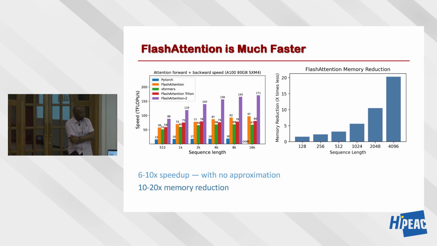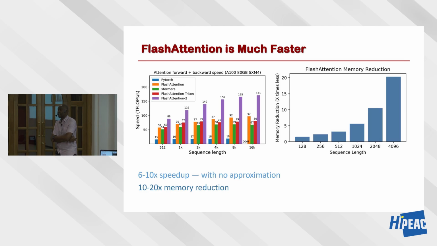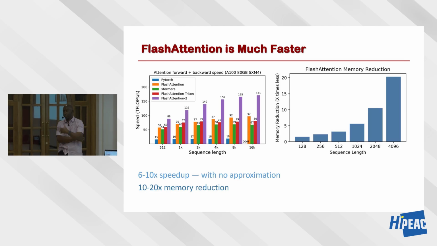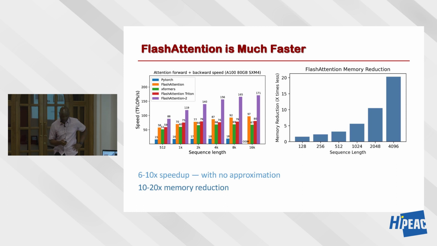FlashAttention was the first implementation. FlashAttention 2 was an implementation that was optimized for the idiosyncrasies of the GPU, the warps, and making sure that everything was balanced so that you got maximum performance and you use the tensor cores most effectively. And you see dramatic improvement in performance over a naive implementation in PyTorch: 6 to 10x speedup and a dramatic reduction in the amount of memory, which comes from tiling. So you can come up with this custom CUDA kernel that implements FlashAttention, and you get a dramatic improvement in performance.